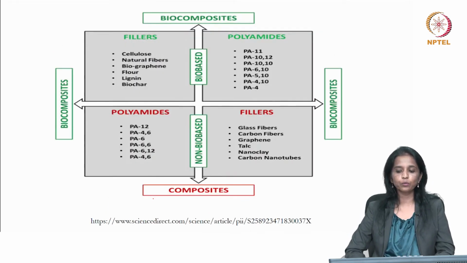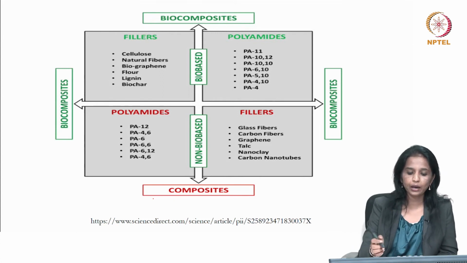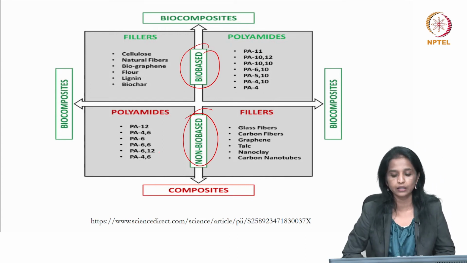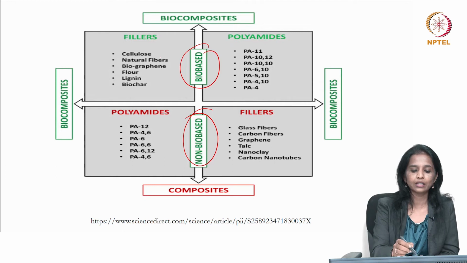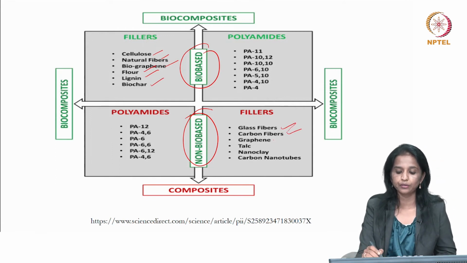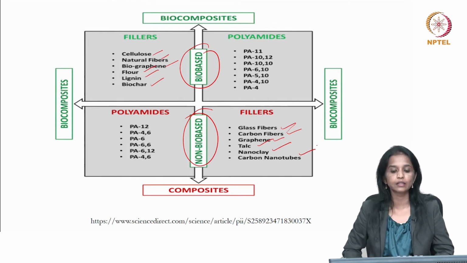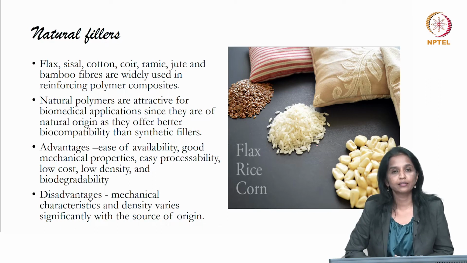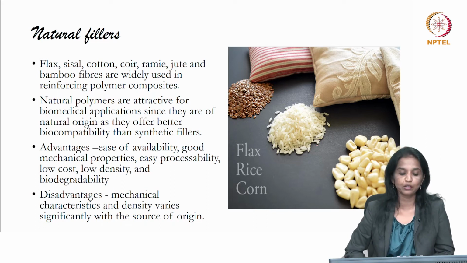A quick look at the fillers which are present. We have bio-based fillers and non-bio-based fillers. These are the broad categories by which the fillers are classified. In the bio-based category we have cellulose, natural fibers, graphene, flour, lignin and biochar. Here we have glass fibers, carbon fibers, graphene, talc, nanoclay and carbon nanotubes. These are the filler materials which are non-bio-based. So, natural and artificial. These are the commonly used fillers, and the raw materials from which the natural fillers are derived.